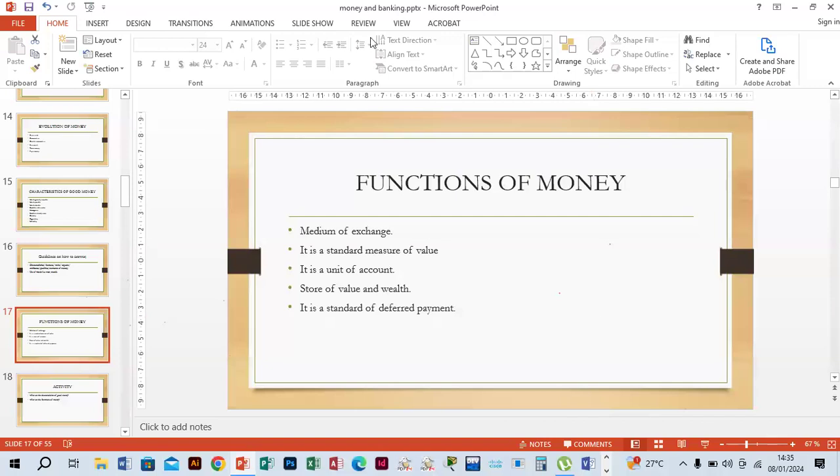Let's also look at the functions of money. Money is a medium of exchange. Money makes it possible to determine the value of goods and services to be exchanged. This facilitates the day-to-day transactions because money is used to buy goods and services.